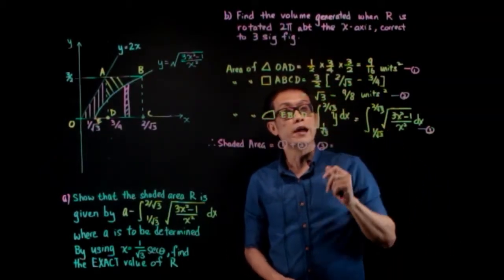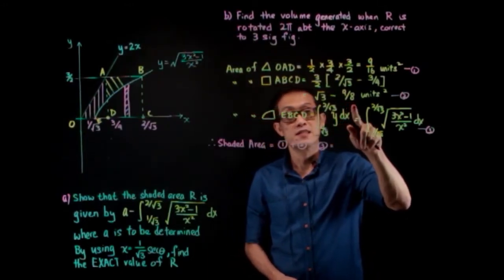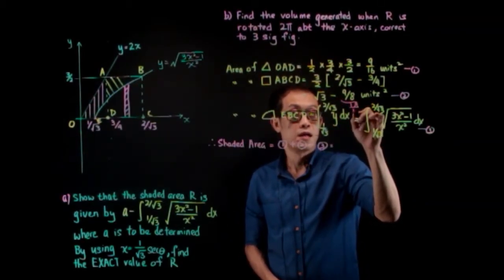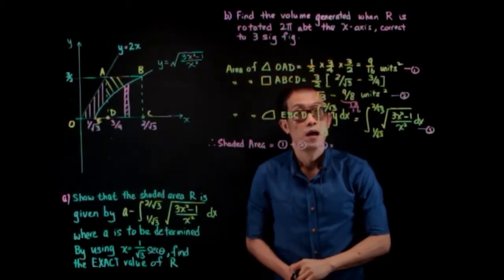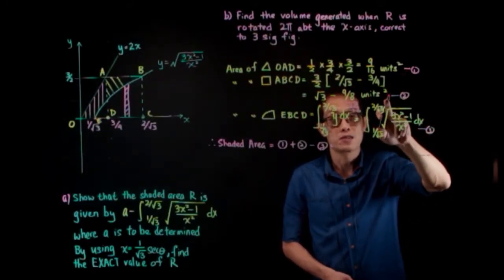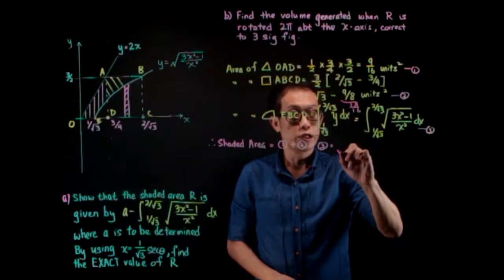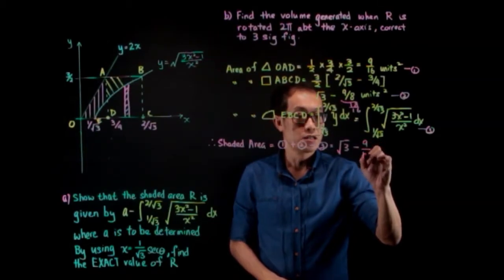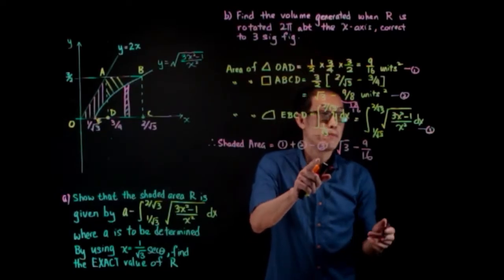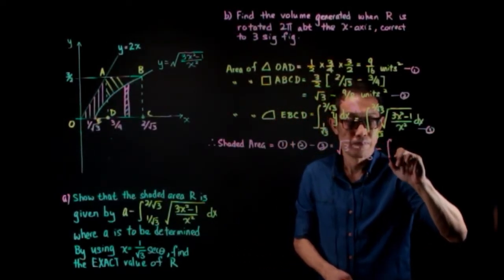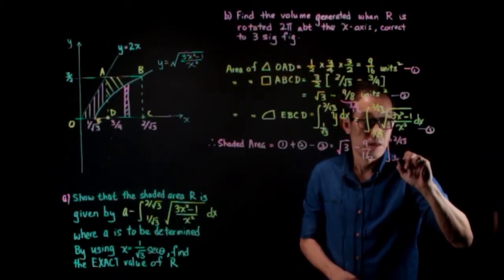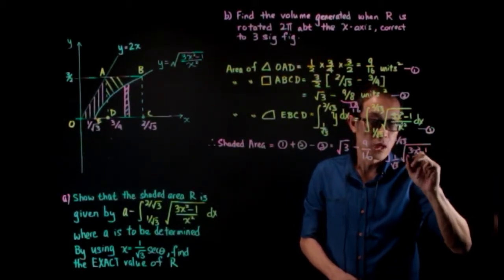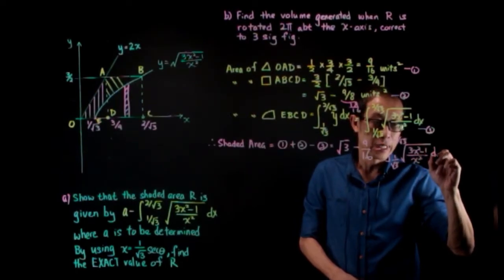Now this plus this, what will you get? This part is minus 18 over 16. So you use 1 plus 2. 1 plus 2, what will you get? You will get root 3 minus 9 over 16 and minus this expression, the integral of 3x squared minus 1 over x squared dx.